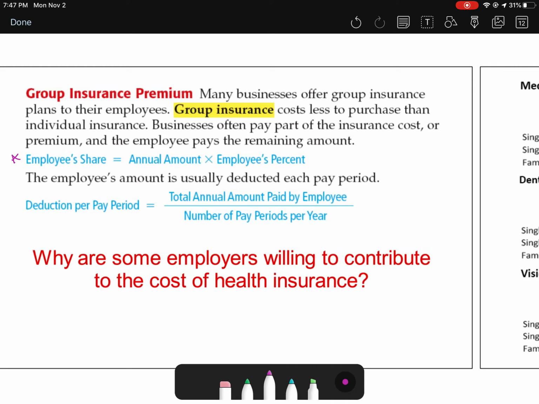One question you want to ask is, why do you think some employers are willing to contribute to the cost of health insurance? One of the biggest reasons is that it's really nice to have really good health insurance, and that's one reason they can get you to work there versus one of their rivals. So that's one reason why they would contribute to the cost of health insurance.